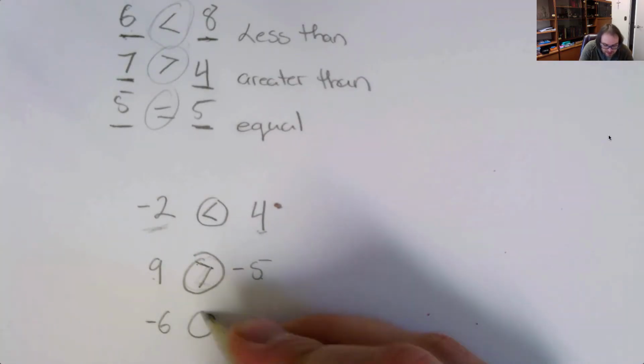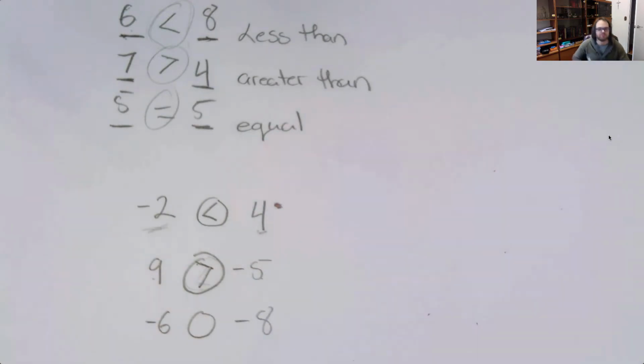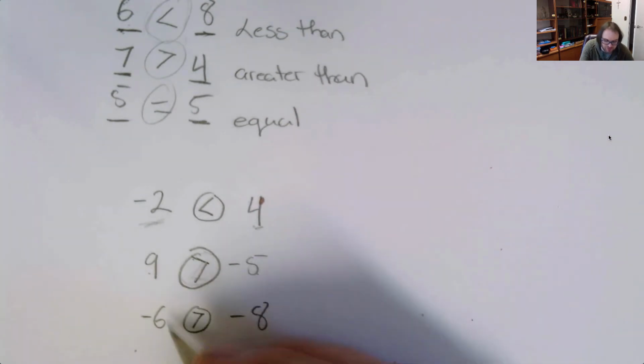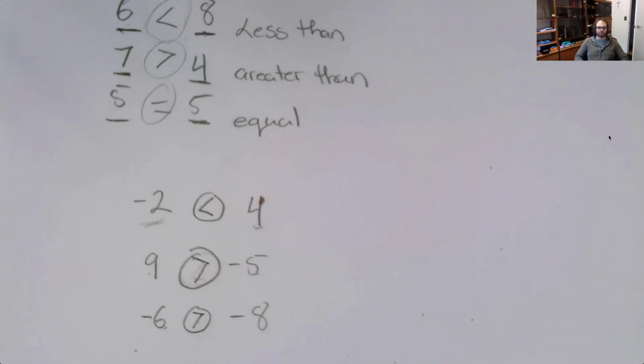-6 and -8. Well, look at it this way. Would you rather be short $6 or short $8? I know me, I'd rather be short $6. So I'd rather be $6 owing than $8. So this is the bigger one. The alligator will eat that one because it's slightly bigger.